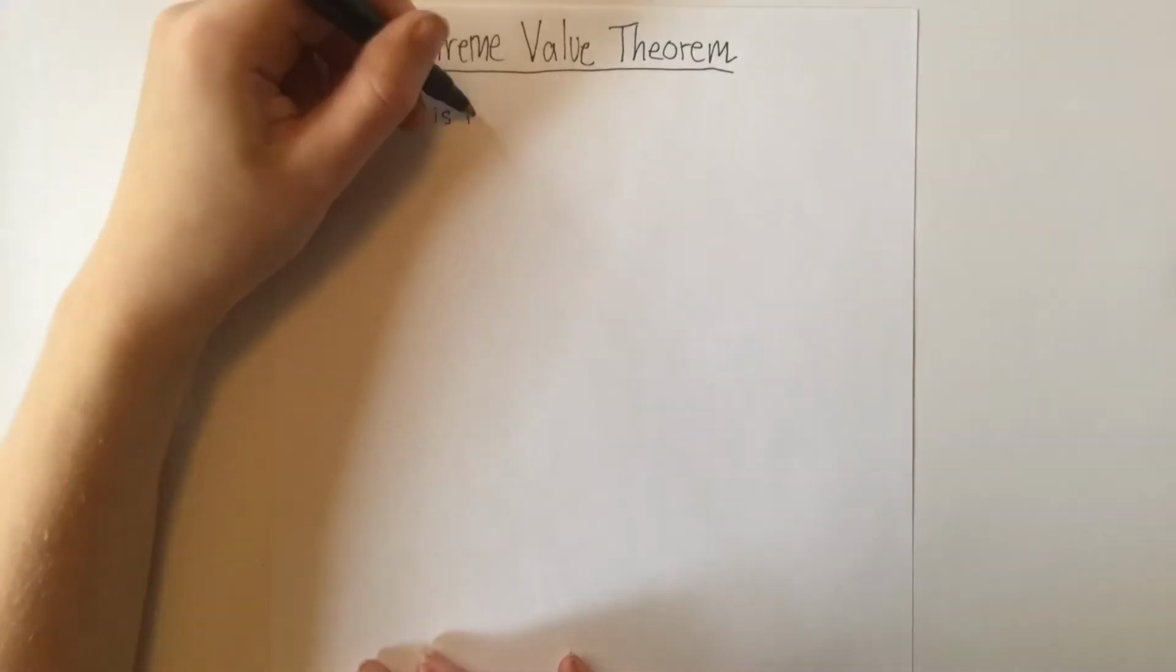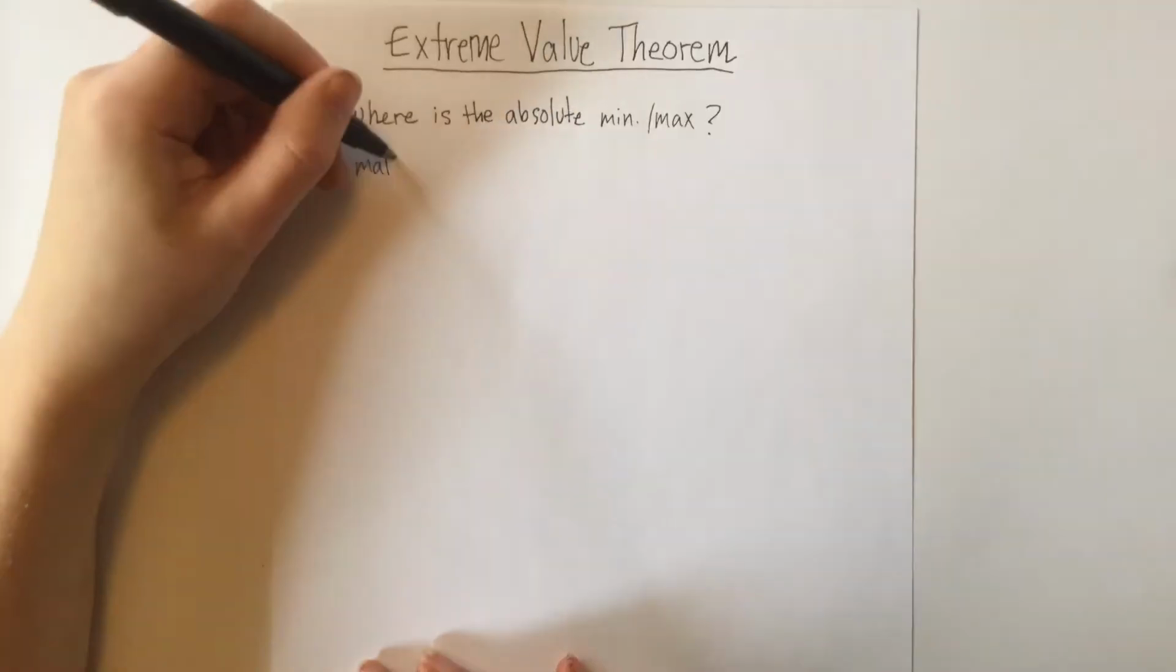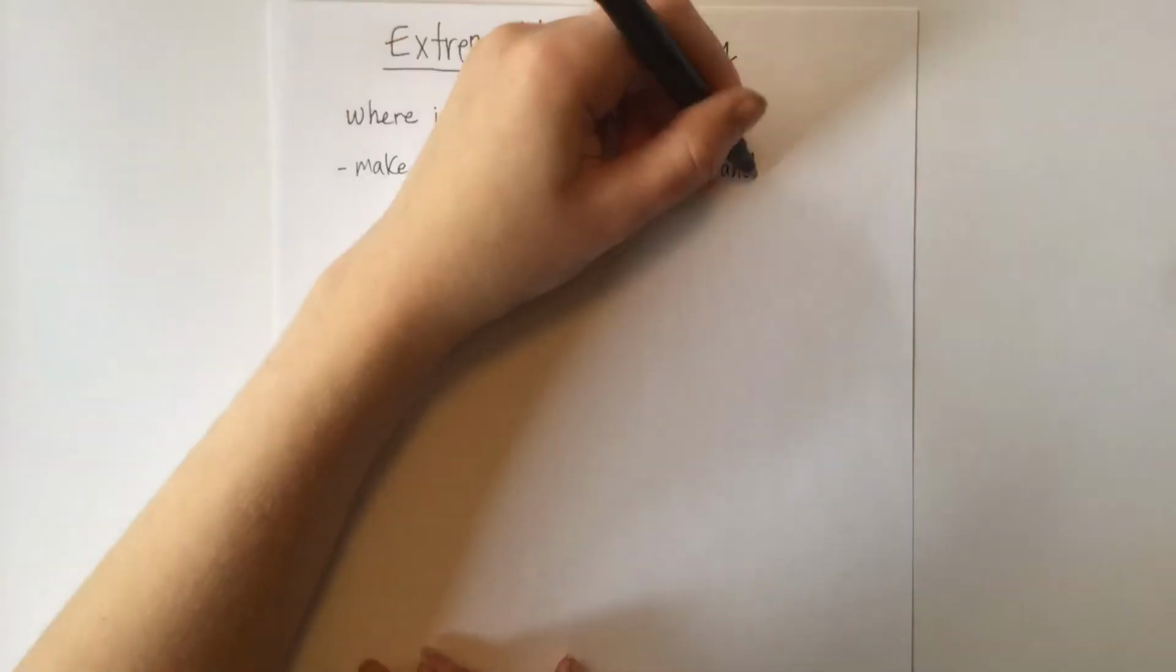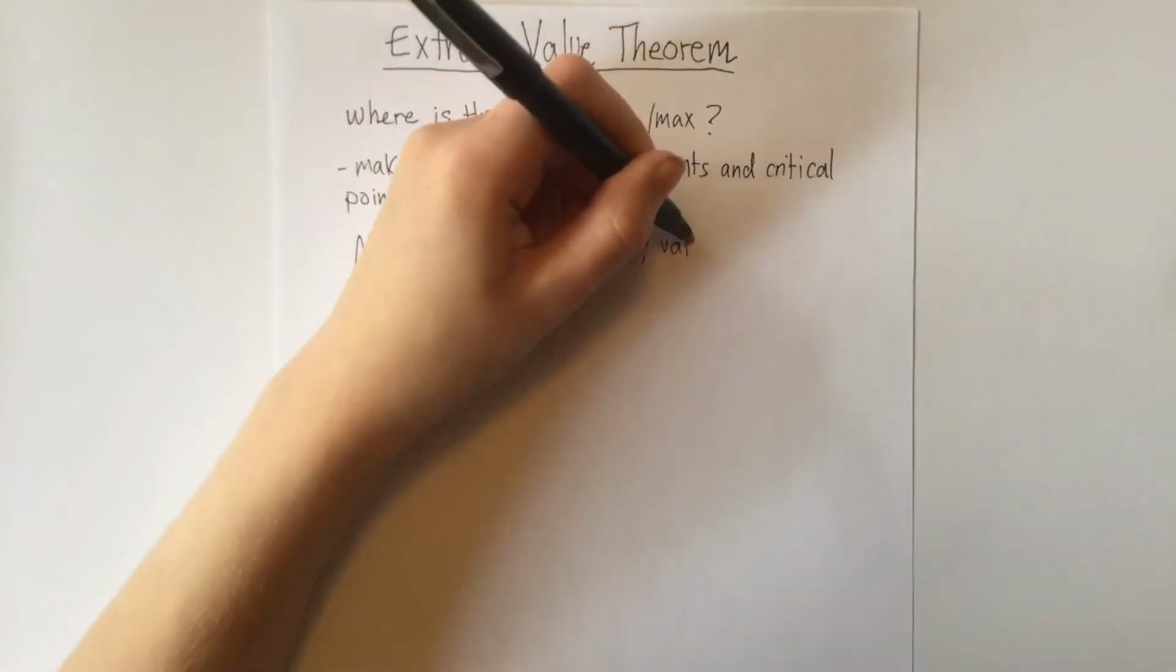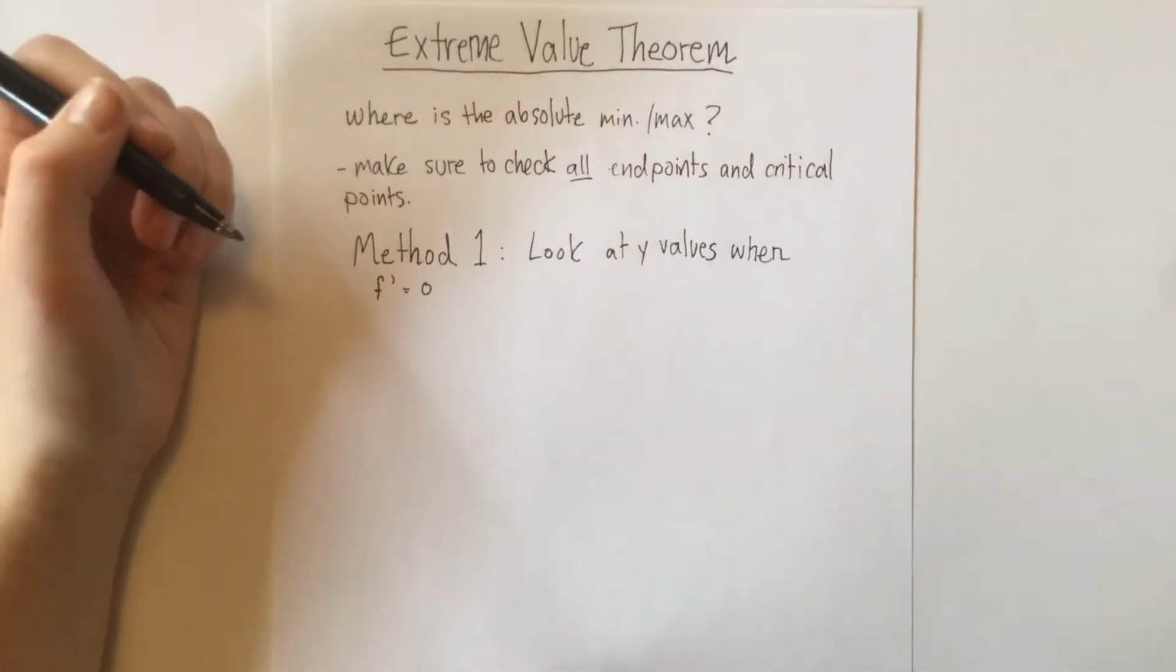Extreme value theorem. Where is the absolute min or max? Make sure to check all endpoints and critical points. So we have method 1. Look at y values when f prime equals 0 or is undefined.